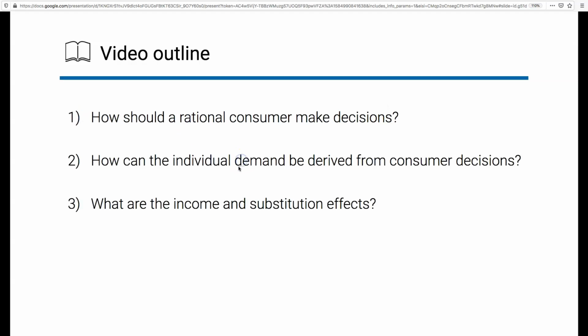We're going to look at 3 questions today. How should a rational consumer make decisions? I talked about that on the last Friday class before the spring break, which was millions of years ago. Then, how can the individual demand be derived from consumer decisions? I talked about that as well. And finally, we're going to talk about something new. What are the income and substitution effects? So let's take it one question at a time.